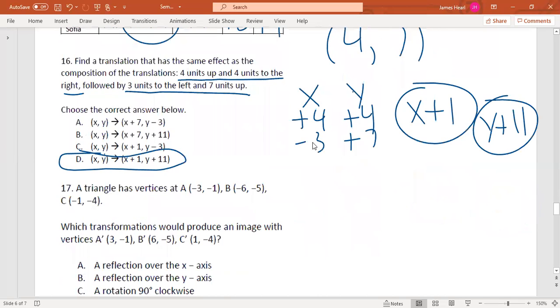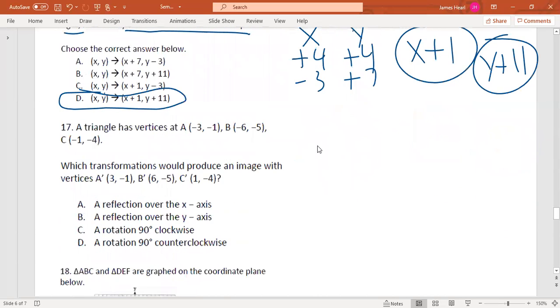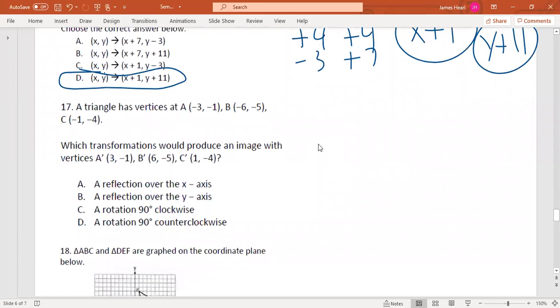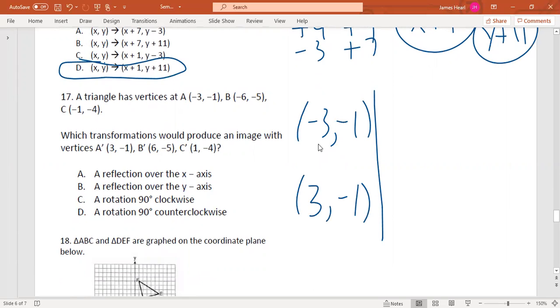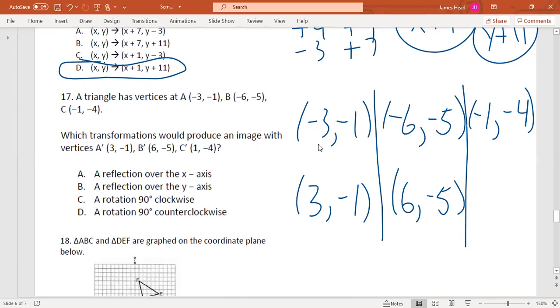All right, for 17, you're given the triangle's vertices as well as what their image was after one of these 4 transformations was done. So now it basically becomes what has happened here. We take a look at A: we have -3, -1, and it was changed into +3, -1. We also have -6, -5 for B, and it was changed into 6, -5. And then for C, we have -1, -4, and it was changed into +1, -4.